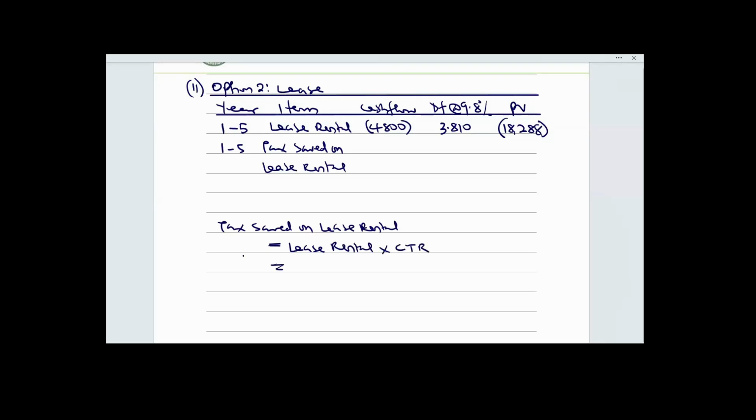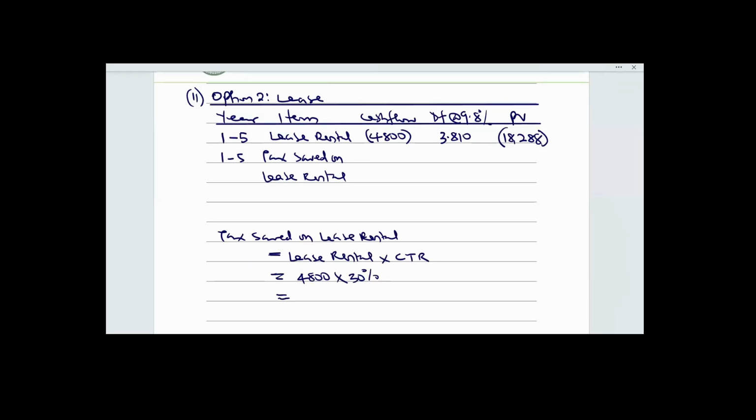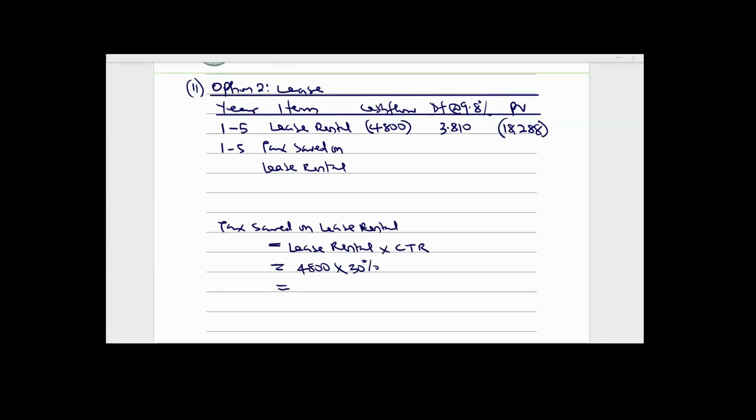So the lease rental is 4,800. Company tax rate is 30%. Therefore, 4,800 multiplied by 0.3, that is 1,440. So that's the tax saved on the lease rentals.